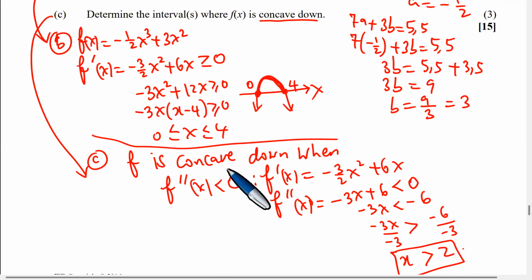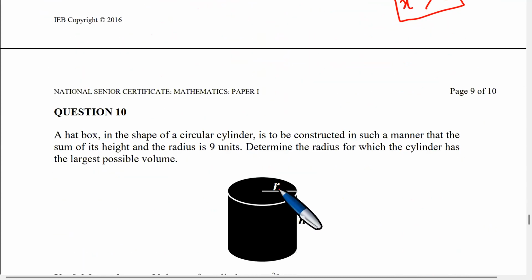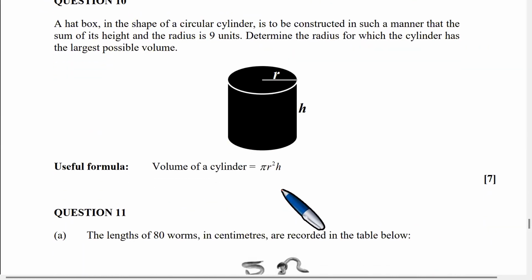How did you do it? We found the second derivative and we compared it with 0, and we said it must be less than 0 for these to be concave down. Next question. Next question, question 10.